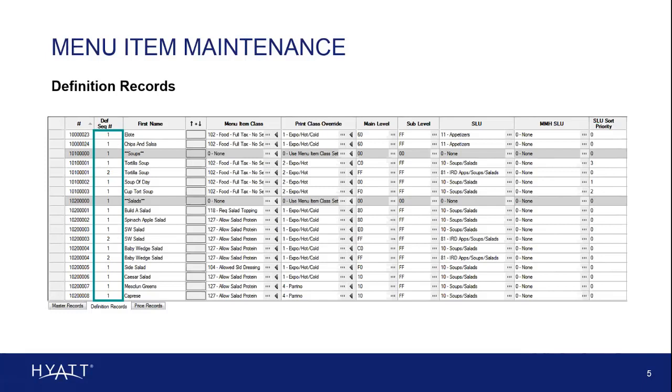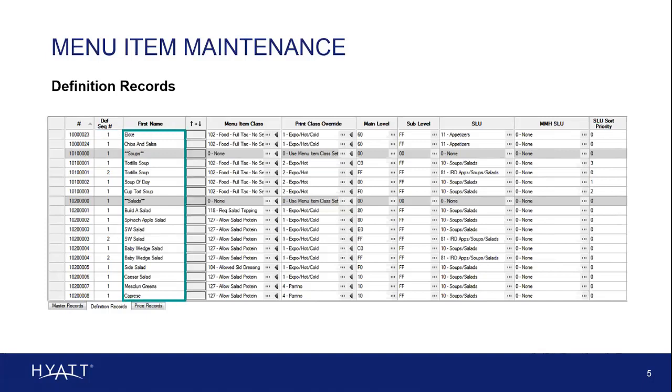So it's the same definition, but the SLU is different because one is for the restaurant and one is for in-room dining in this example. So you have the same master, meaning you're going to get the same count on the same totals in your reporting off that tortilla soup or Southwest salad or baby wedge salad, but the definition is different. You have a second definition because it's assigned to more than one SLU.